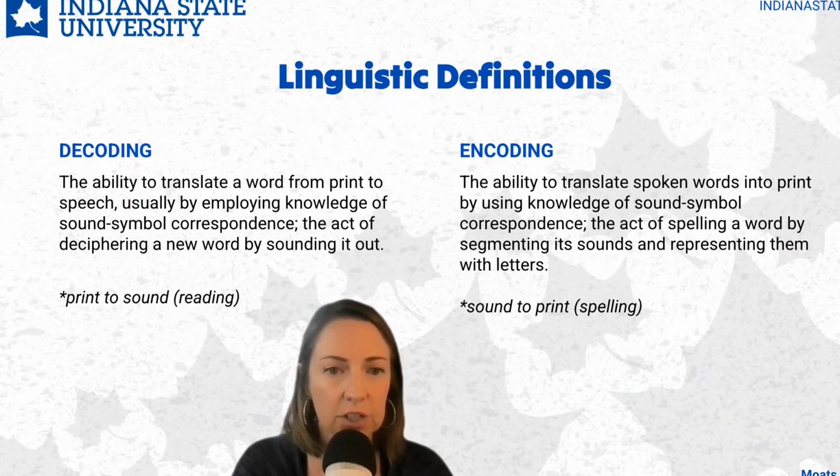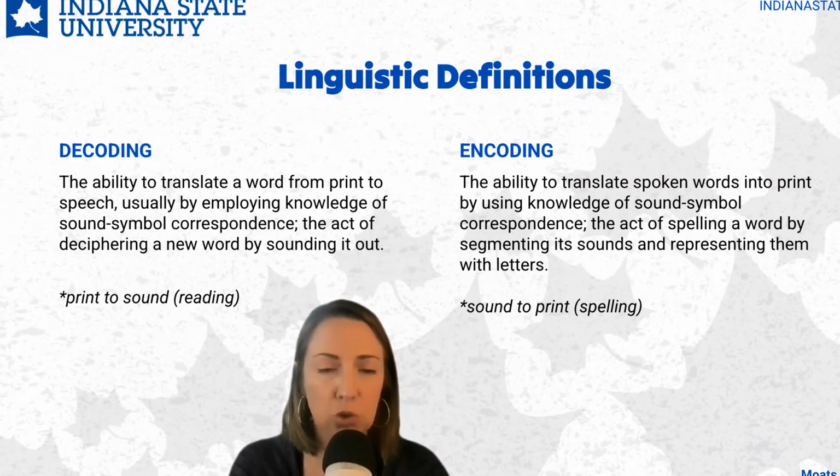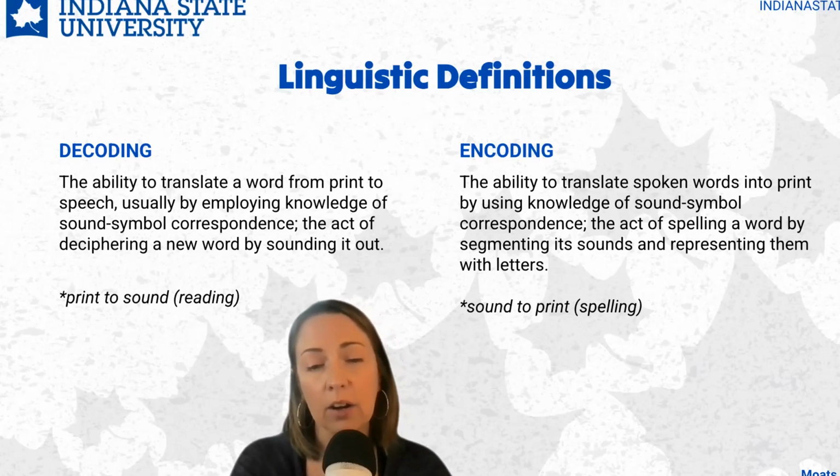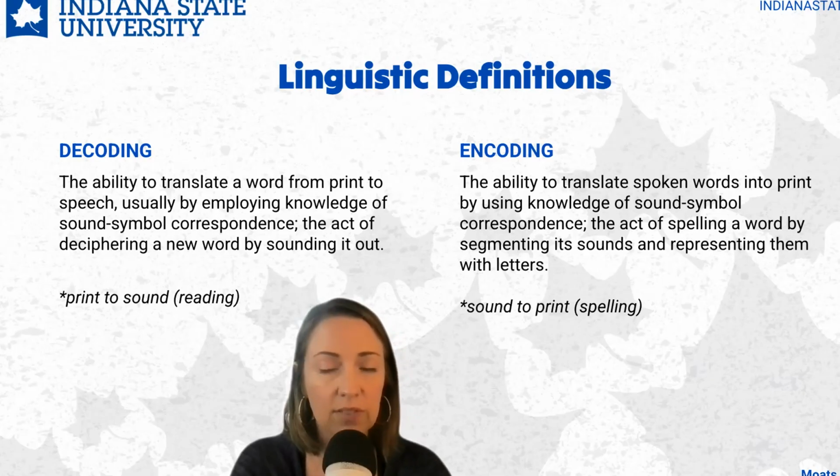Let's look at the definitions of decoding and encoding. Decoding is the ability to translate a word from print to speech. This is where we need to understand the code. I mentioned yesterday, our brain is wired for language. It's not wired for reading. You could visit a different country and acquire the language. You can stay in a library all day long, you're not going to pick up how to read. You have to understand that code. So decoding is really, if you think about it, print to sound.